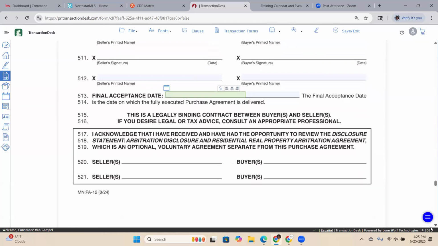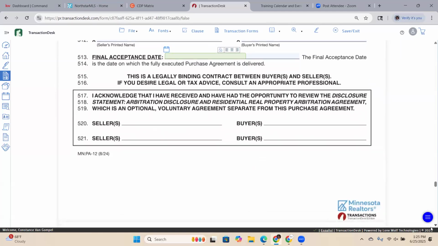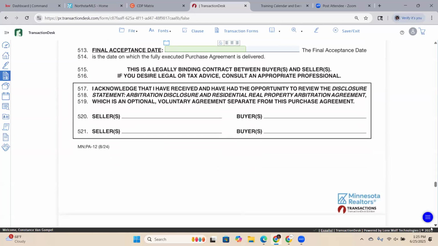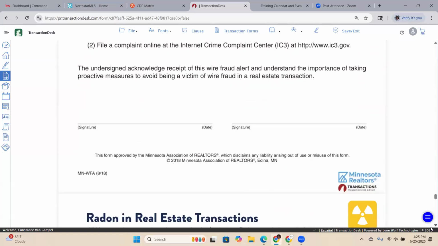And then here your buyers are going to sign that they got a chance to read the disclosure statements, the arbitration disclosures, the residential real property agreements, all that are separate from the purchase agreement. They're acknowledging that, and the sellers will acknowledge it by signing it. Oops, I went too fast.